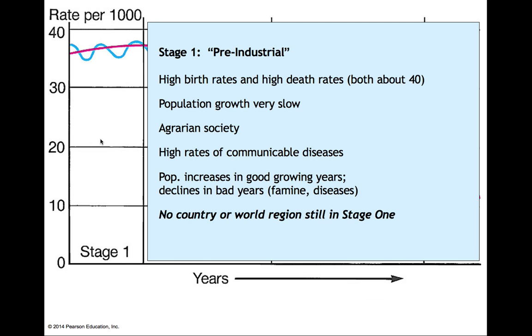But let's move on. So, stage one, first of all, it's important for you to know that there are no countries currently that are in stage one. We are past stage one. This is considered the pre industrial time of a country. And we're talking like all the way back to hunter gatherers type stuff, okay? An agrarian society. Population growth was very slow because we had high birth rates and high death rates, okay?